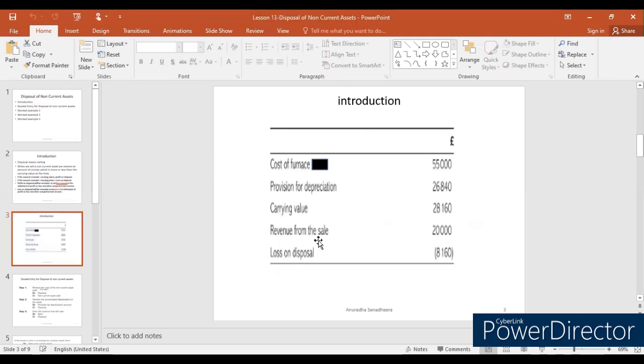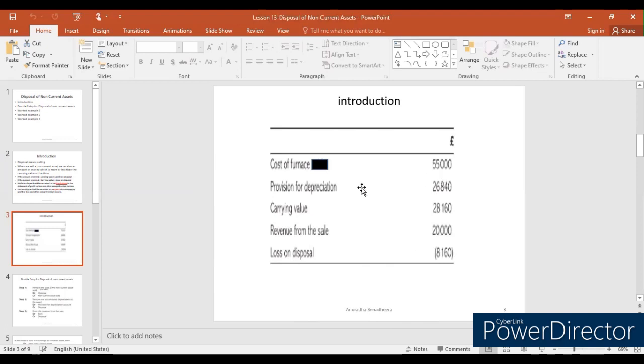But they're selling it for how much? 20,000. The actual value is more than the selling price. Therefore, it's a loss, because you get less than the actual value. How much less? 28,160 minus 20,000, which means 8,160 is the loss on disposal. So this is the way if they ask a question to calculate the profit or loss on disposal from the information given.